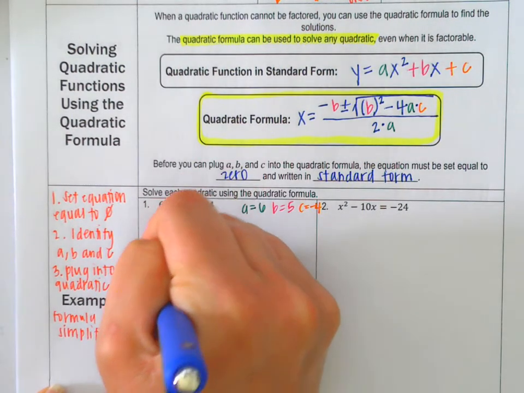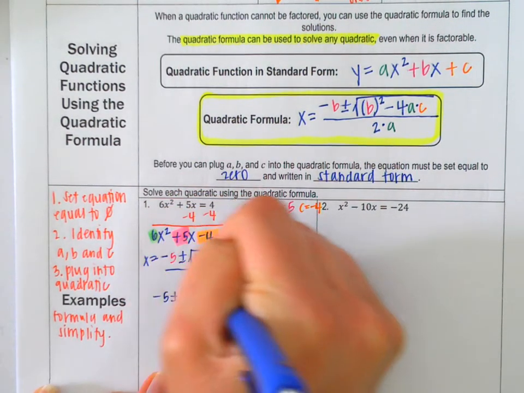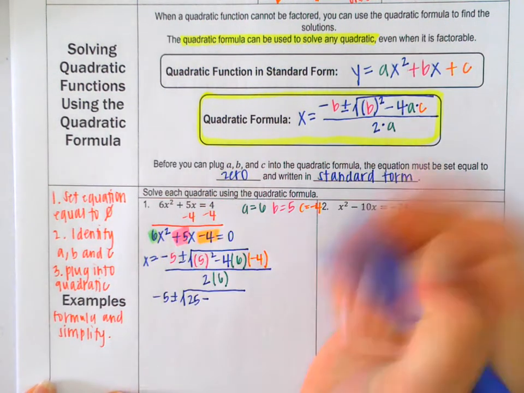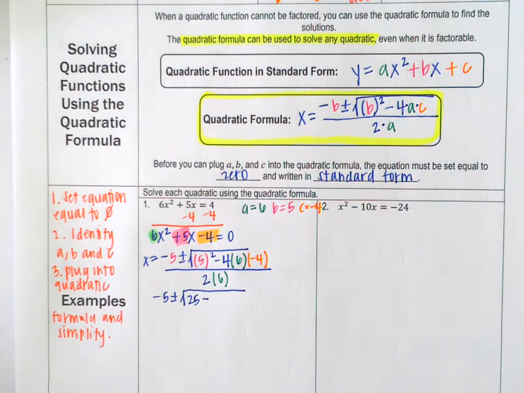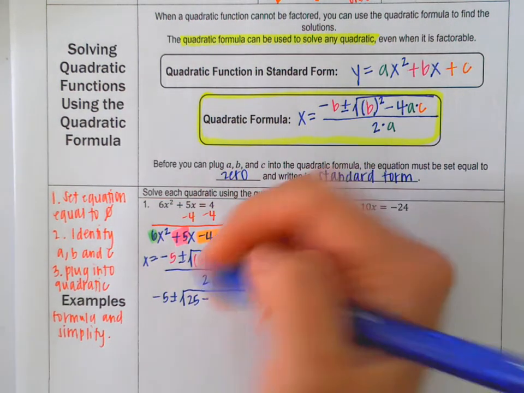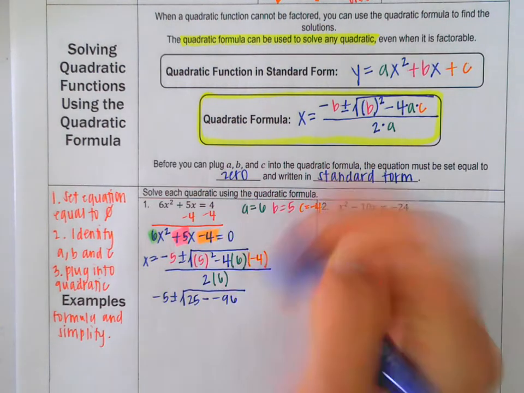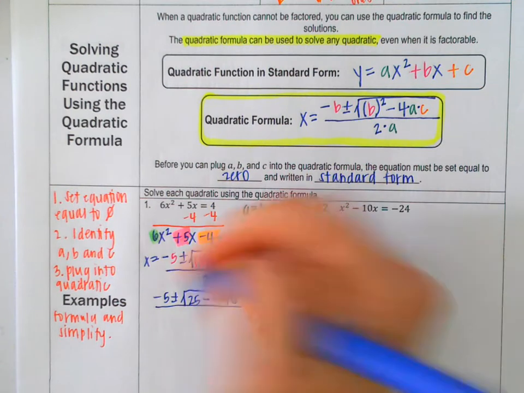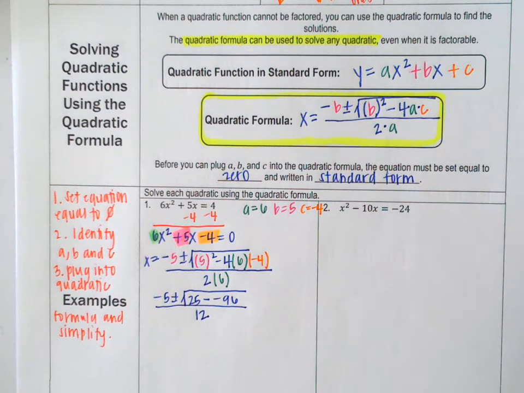So I have -5 plus or minus, and I think, okay, 5 squared is 25, minus, and then 4 times 6 times -4 is -96. All divided by 2 times 6. I can simplify that too. 2 times 6 is 12. Okay, first thing I recognize here, a minus and a minus becomes a plus.